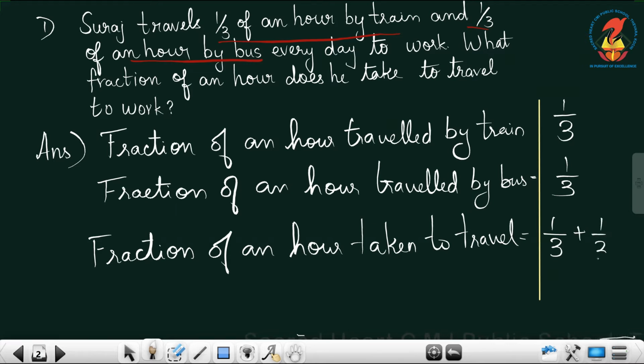1/3 plus 1/3, how much you get? This is like fraction, you need to add only the numerator part. 1 plus 1, you get 2/3 of an hour. Okay.